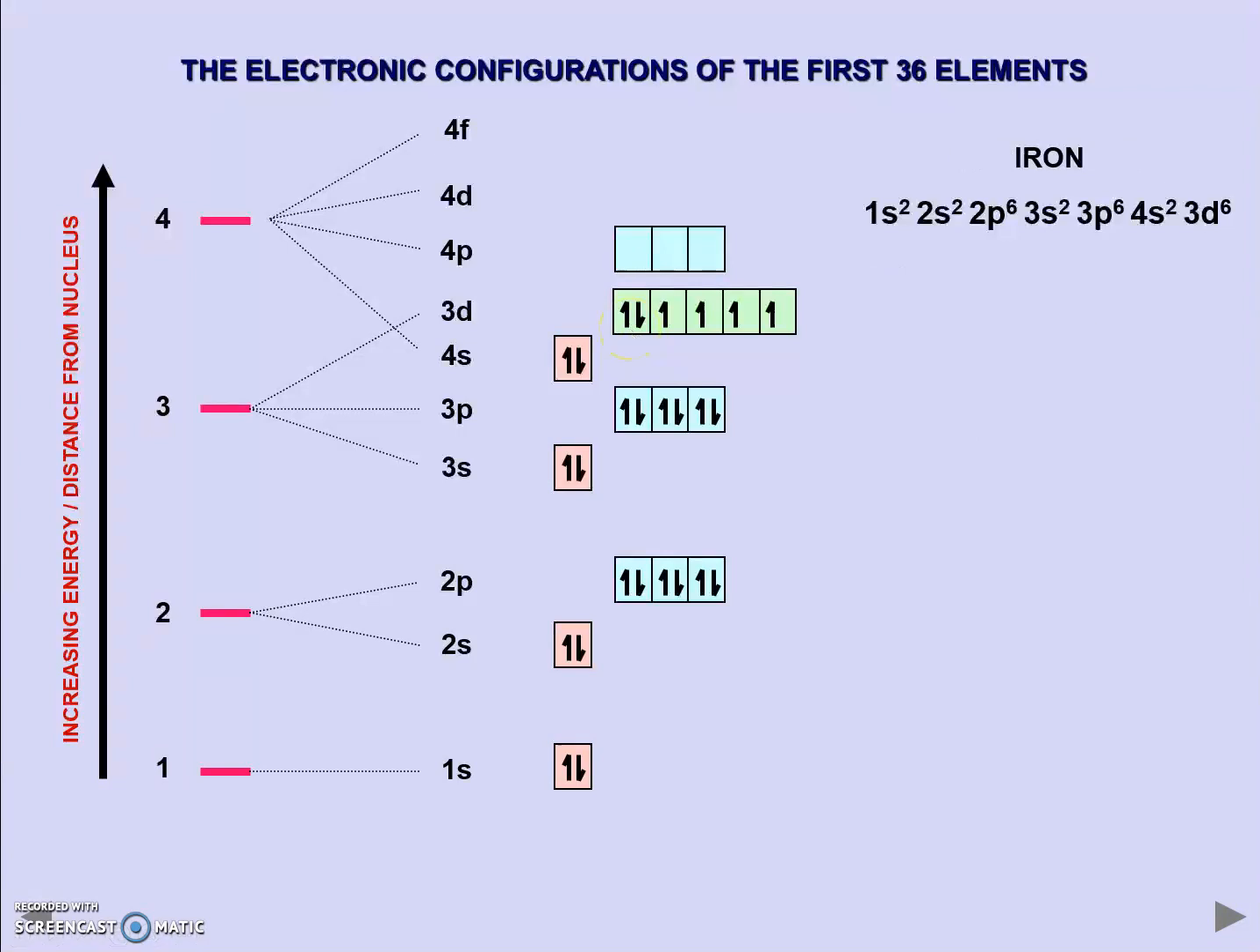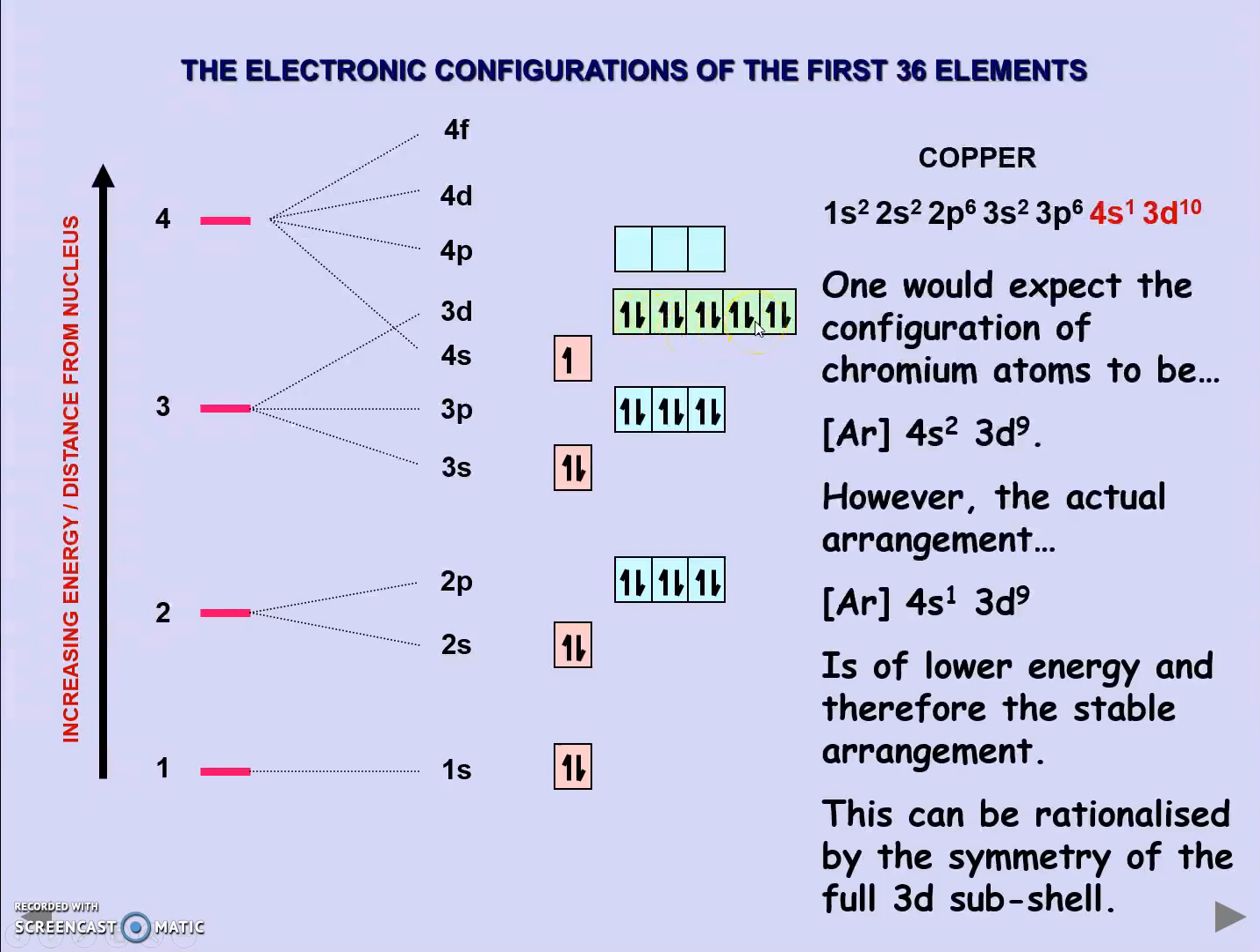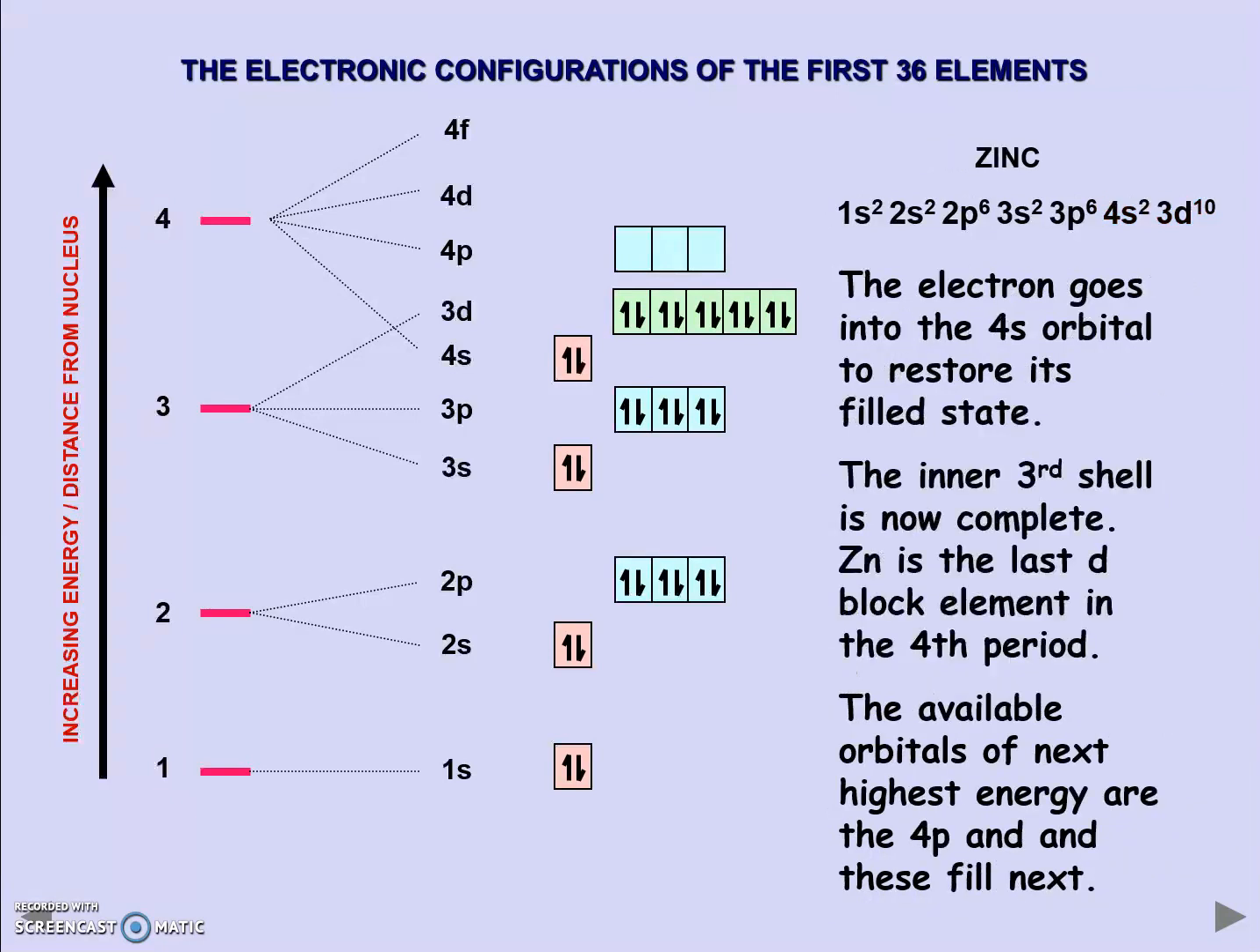Okay, so chromium is one exception. If we keep going along, we keep putting our electrons, pairing them up, and then we get to copper. And copper, again, instead of having 9 electrons in the d orbitals, we put 1 electron into the 3d orbital to make it an electron configuration of 4s1, 3d10. And again, this just happens to be a lower energy arrangement than having it 4s2, 3d9. Okay, you don't need to explain it. You just need to be able to remember it. And then zinc has 4s2, 3d10.